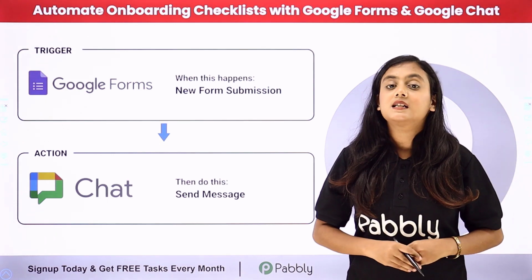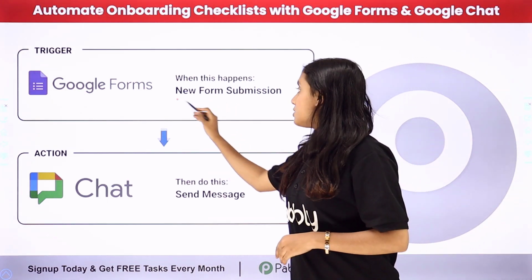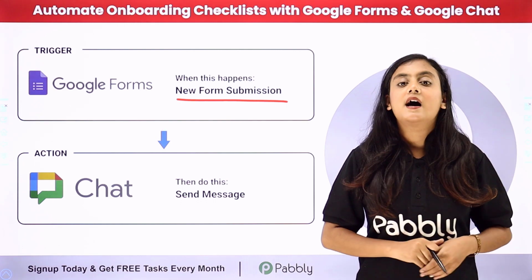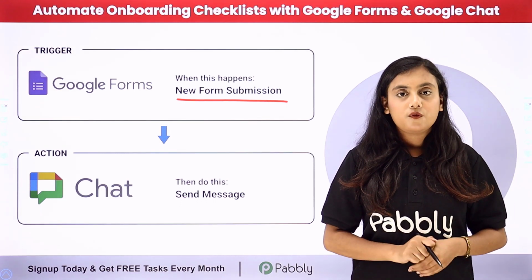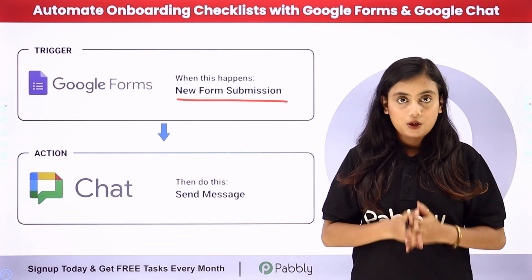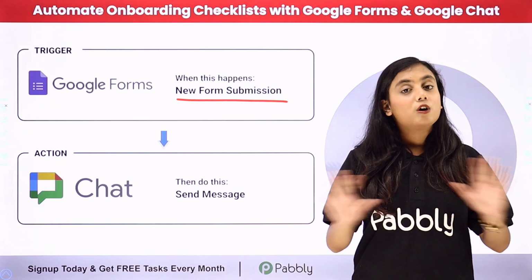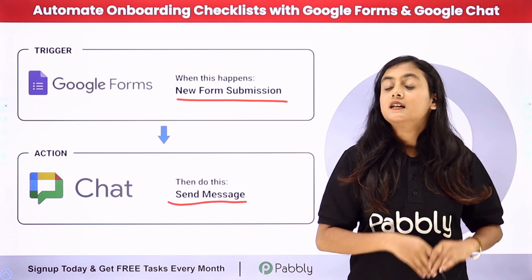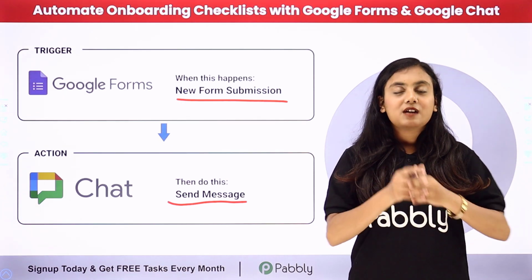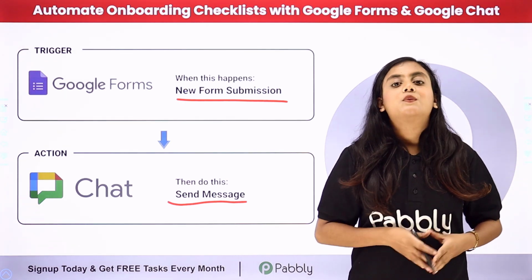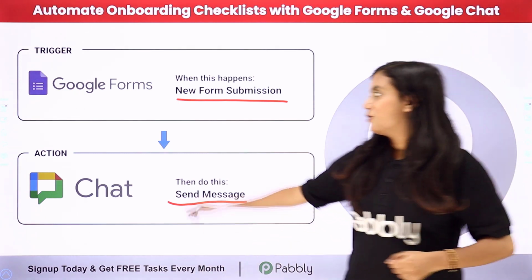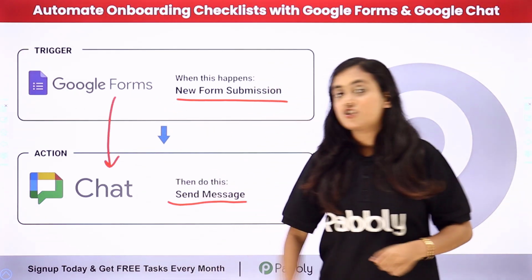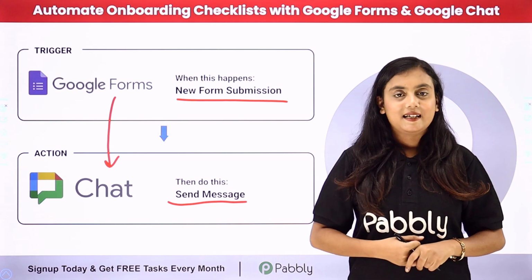So here my objective is that whenever a form submission is going to be done by any of my new hired employees with the help of Google Forms for all the documents that are required, automatically when all the documents are going to be submitted, then only a message should be forwarded in the space that we have created in our Google Chat account. For that, what we are going to do is we are going to create an automation between Google Forms and Google Chat with the help of Pabbly Connect.